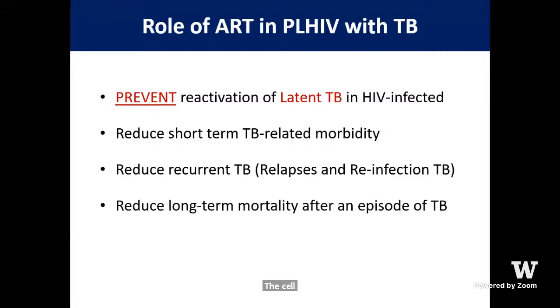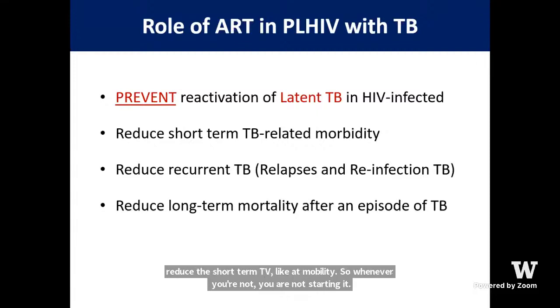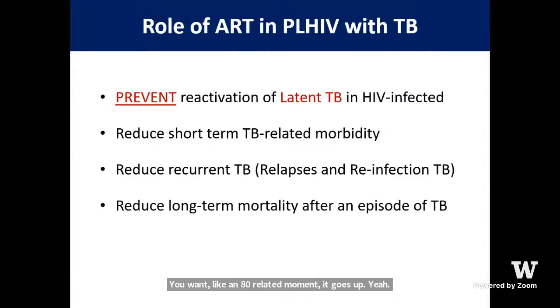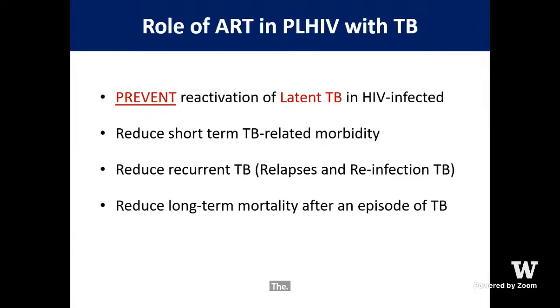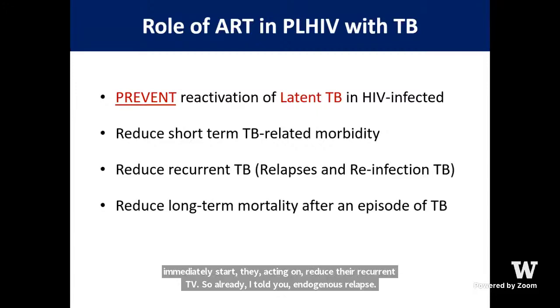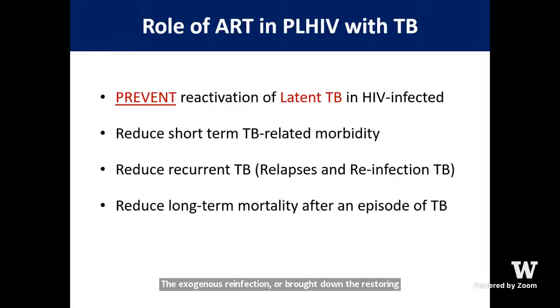Whenever you are not starting ART, what will happen? The TB-related morbidity goes up. There will be more fibrosis and respiratory sequelae. So you have to start the ART immediately, and it reduces recurrent TB. As I told you already, endogenous relapse and exogenous reinfection are brought down by ART, restoring the immunity. Long-term mortality after an episode of TB is also brought down. All these roles of ART are proven by studies.